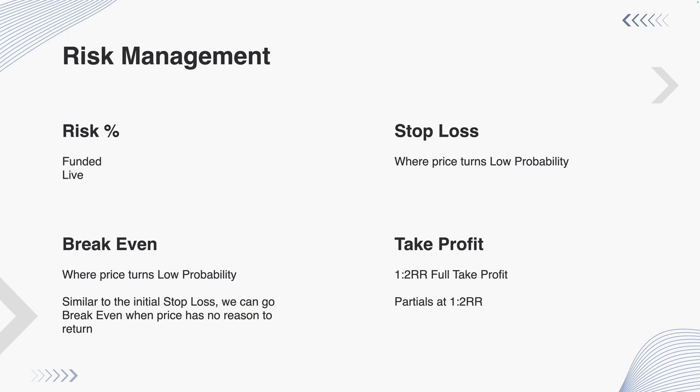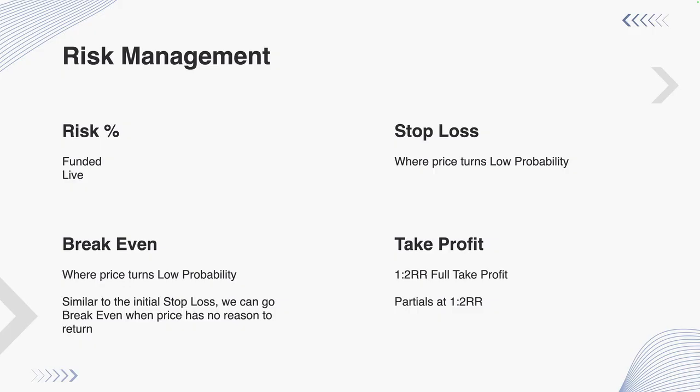Take profit. 1 to 2 RR full take profit is something I like to do. Again, that's my personal preference. You can also experiment with it on your own, see what you like. Partials at 1 to 2 RR is something you can do, for example, where you take 80% off at 1 to 2 RR to then leave 20% running towards the next target, which can be the context area, for example.